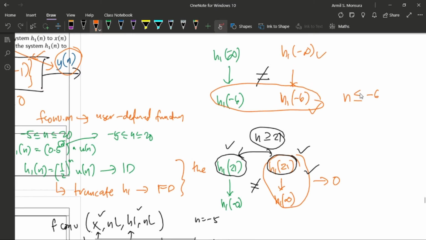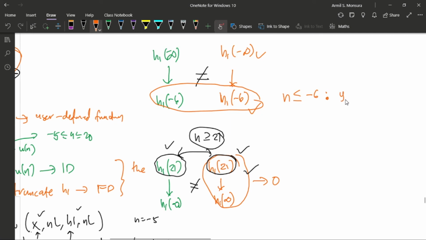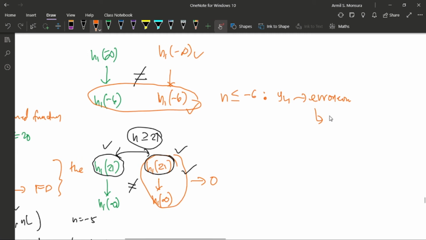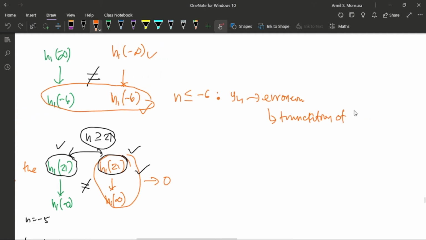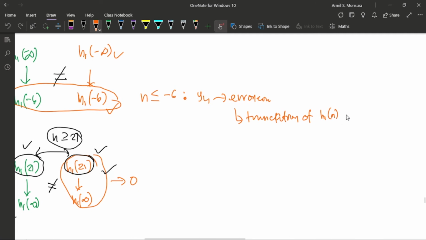So for n less than or equal to negative 6, yung value ng y of L1 ninyo would now be considered to be erroneous. And that error is caused by the truncation of H1 to be a finite duration sequence, instead of being an infinite duration sequence. Okay, so same thing, no?